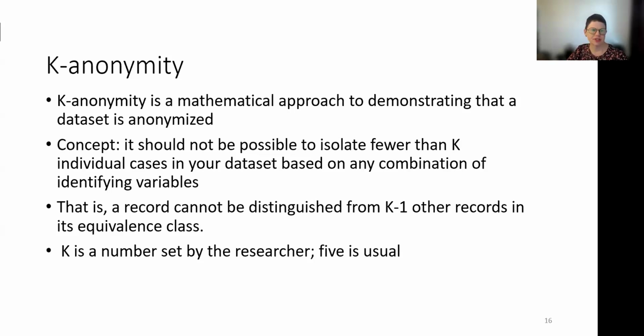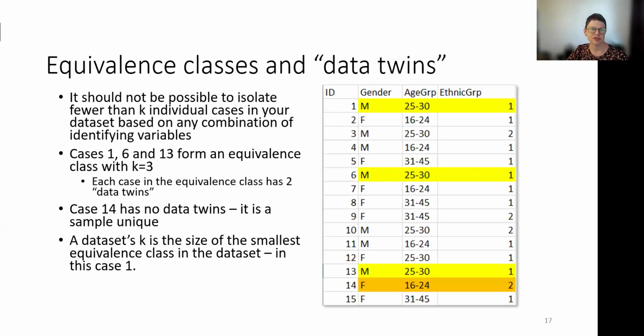The basic concept is it should not be possible to isolate fewer than k individual cases in your data set based on any combination of identifying variables. That is, a record cannot be distinguished from k-1 other records in its equivalence class. K is a number set by the researcher. Basically, people generally use 5. That's the practice.